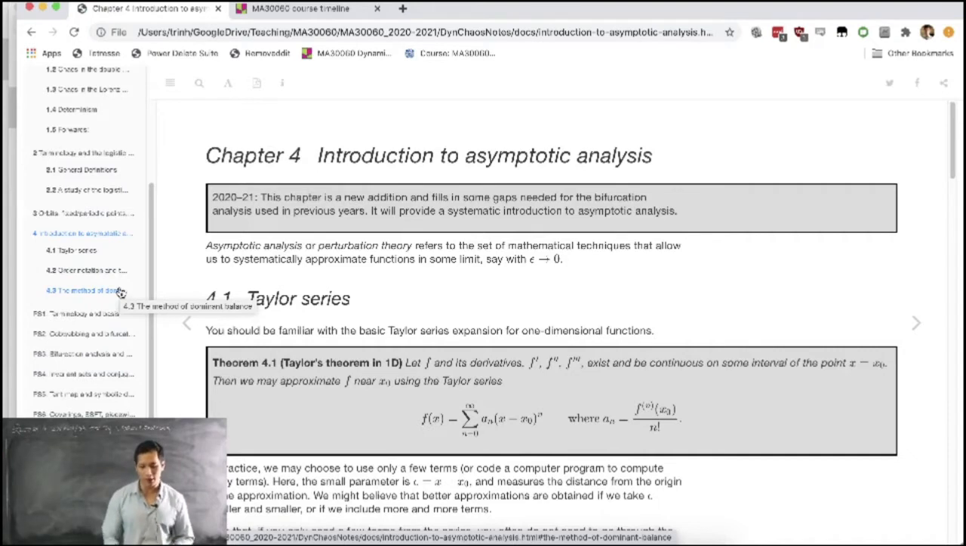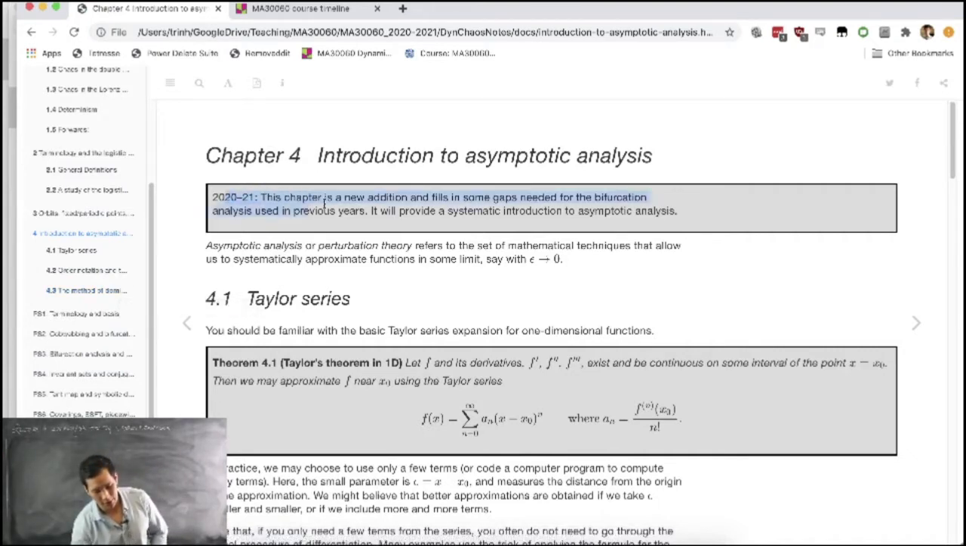And Chapter 4, as it's written at the very top of this description, is actually a new addition to the course. Previously, when we started what you'll see as Chapter 5, we needed some techniques that students might not have encountered previously, techniques involving series expansions of functions. So this year I wanted to put in this Chapter 4 just to make sure that you know the basic ideas of using series expansion methods.